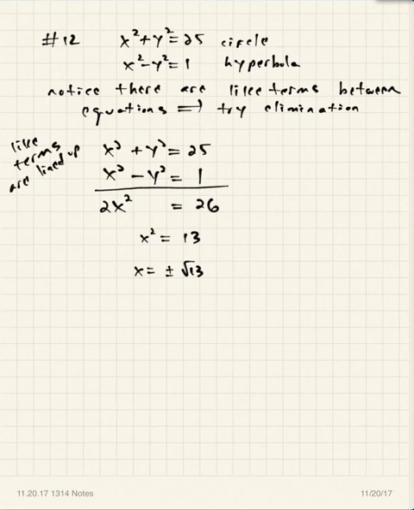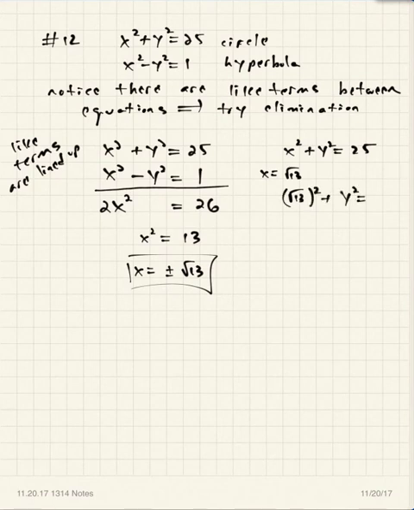Now, okay, so you've got the x value. Now find y, and it doesn't matter which equation I try. So if I use x squared plus y squared equals 25, and I use x equals positive square root of 13, then you get the square root of 13 squared plus y squared equals 25. That's 13 plus y squared equals 25. So you get y squared equals 12. And y is plus or minus the square root of 12 when you take the square root of both sides, which is plus or minus 2 times the square root of 3.